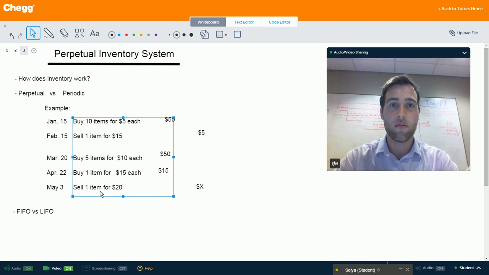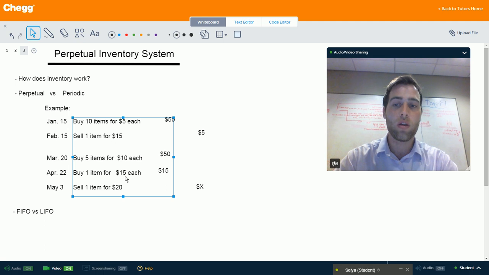So we're using FIFO, first in, first out. At this point in time, we have, in May, we have 9 items that we bought in January 15th, because we already sold one. And then we have 5 items we bought in March, and 1 item we bought in April.